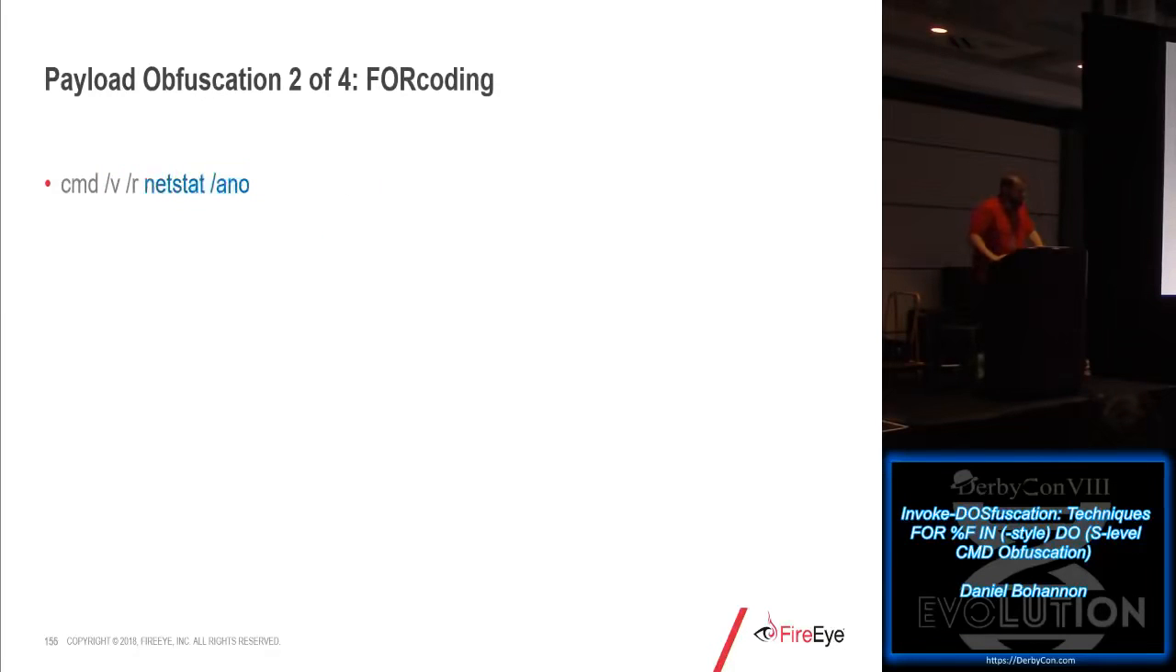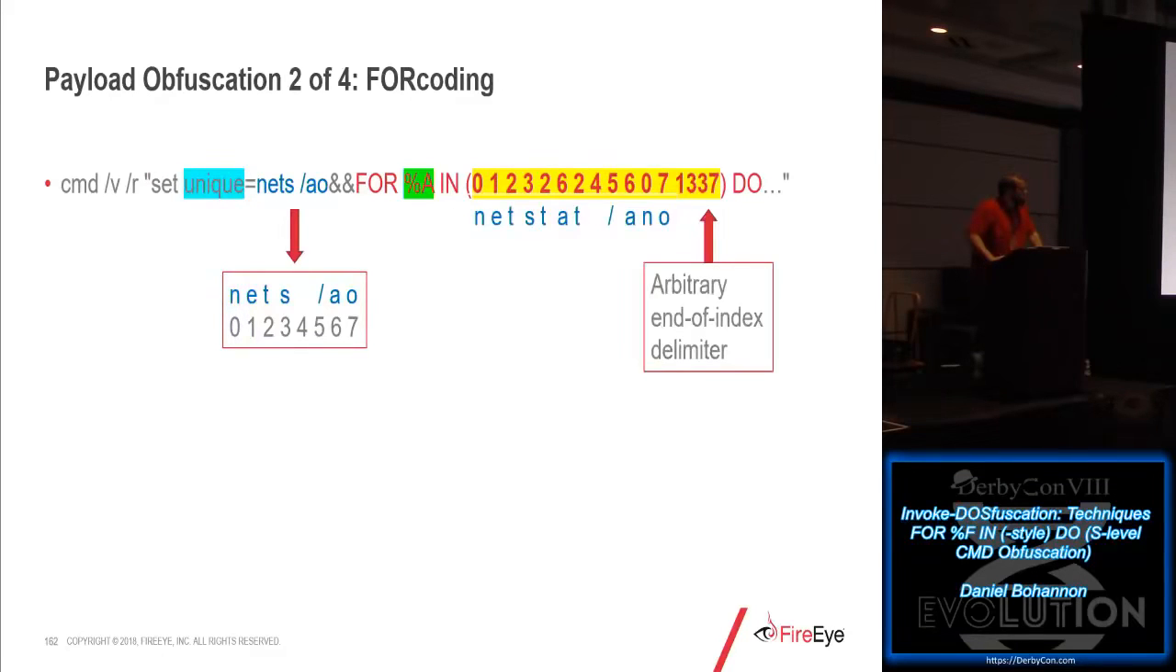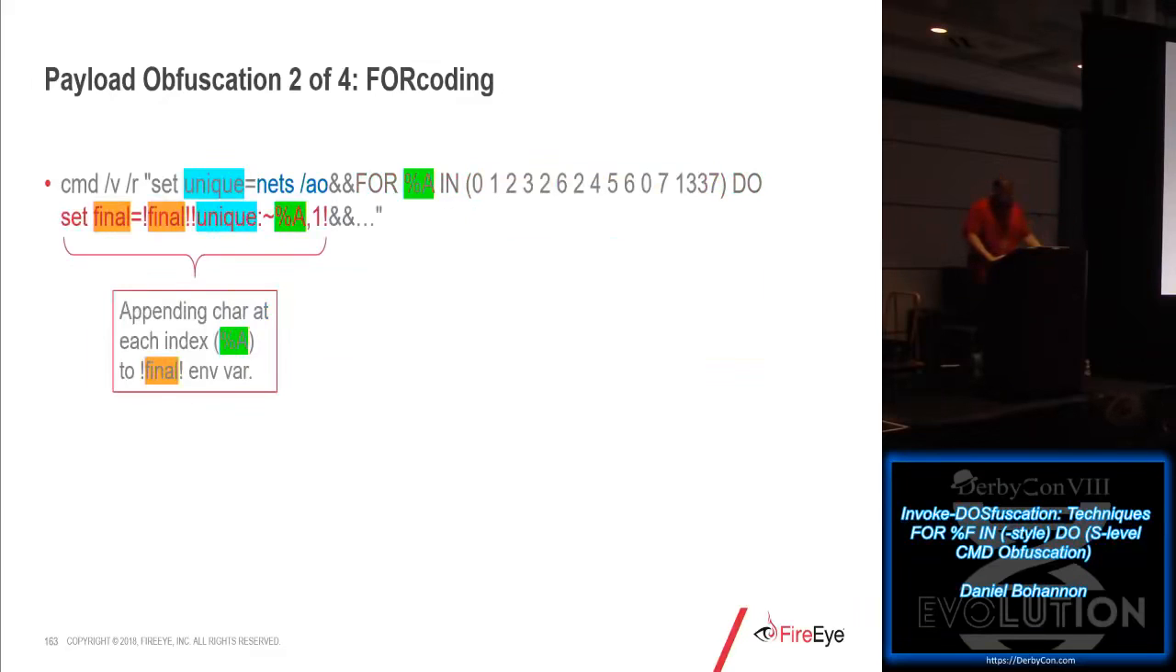So what we're going to do for FOR coding is take our netstat command and take the unique characters and set them in a variable called unique. Then we're going to iterate through a for loop and put the indexes of each character, so 0 for N, 1 for E, etc. We're going to build out our netstat command by indexes, and then end with something that's kind of our delimiter, saying we're done. Then for each iteration of the for loop, we take that index and take the substring of the unique variable, take that character out and append it to this new one called final.